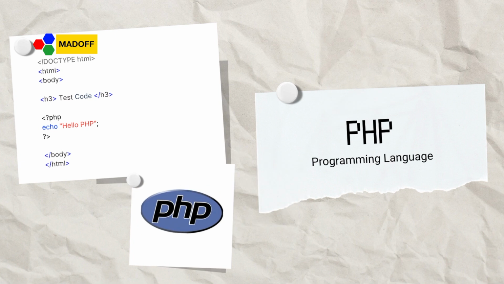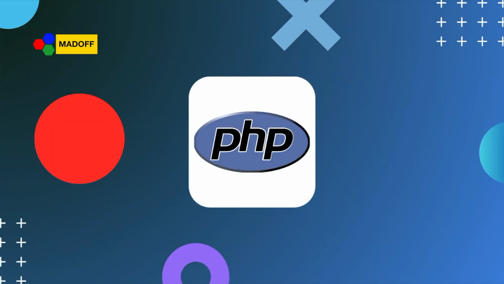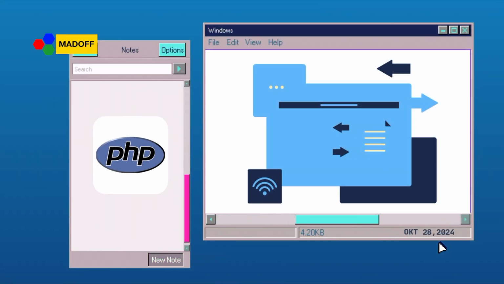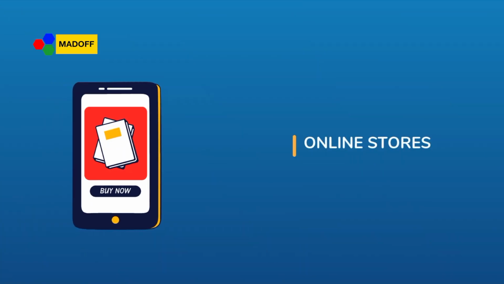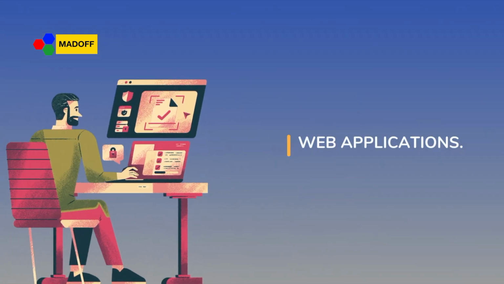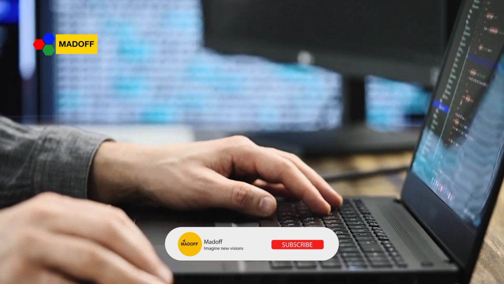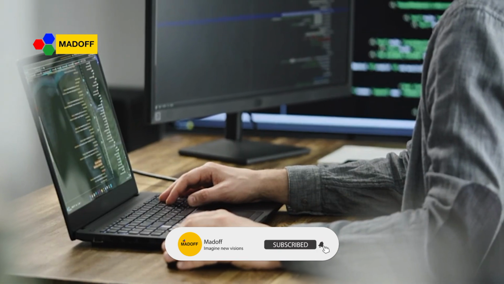PHP, written in 1994 by Rasmus Lerdorf. PHP is one of the main programming languages for creating dynamic web pages and web applications. It is widely used in the development of online stores, social networks, blogs, and other web applications. PHP attracts developers with its simplicity, accessibility, and wide spectrum of web frameworks.